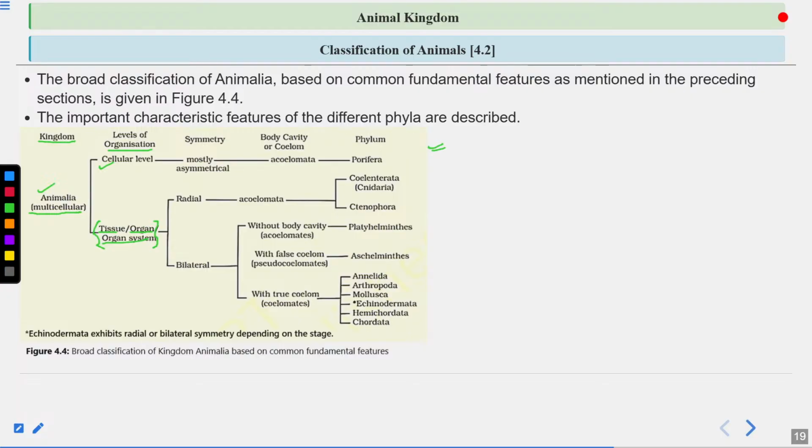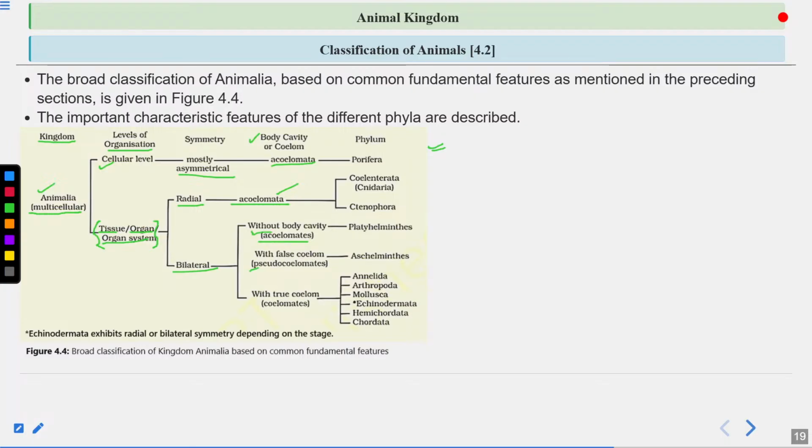Coming to symmetry, we see three different types: asymmetrical, radial symmetrical, and bilateral symmetrical. Coming to the body cavity, in Porifera no coelom is found, in radial also no coelom is found, and in bilateral also, we have one category without any coelom.